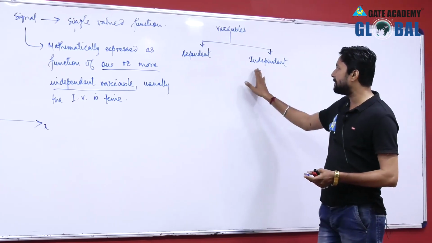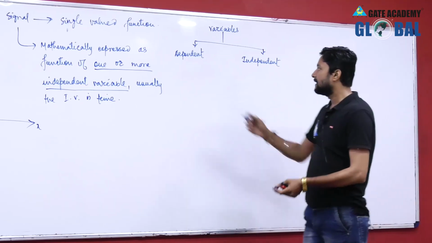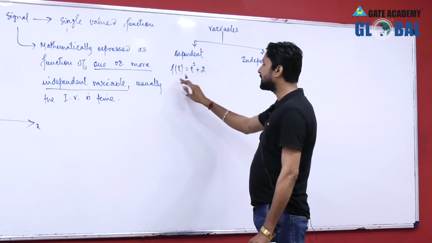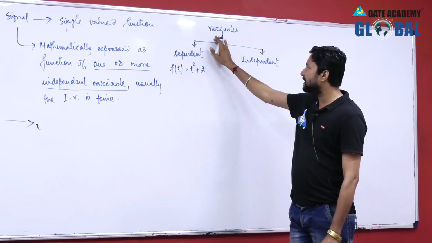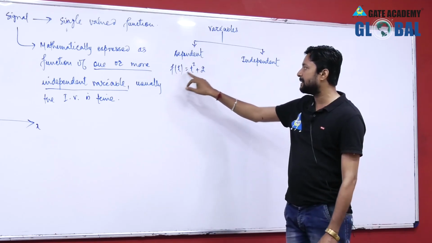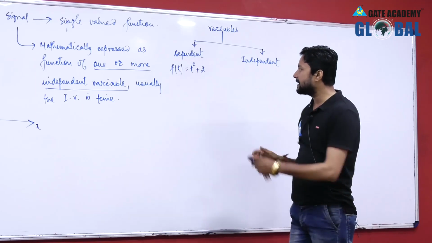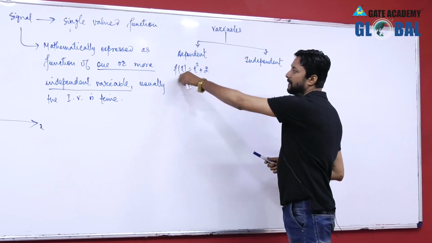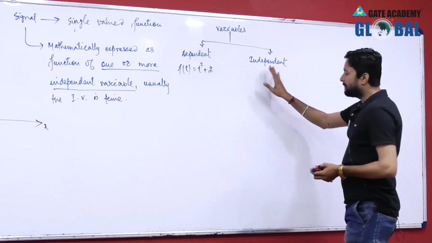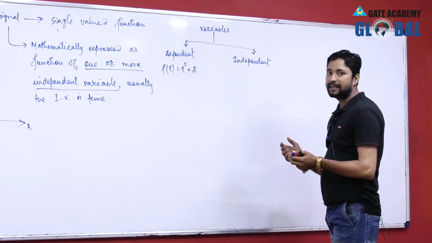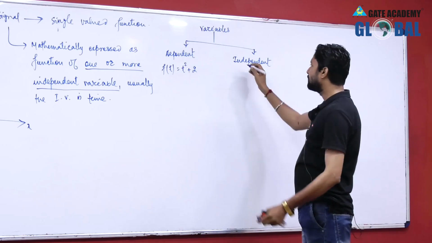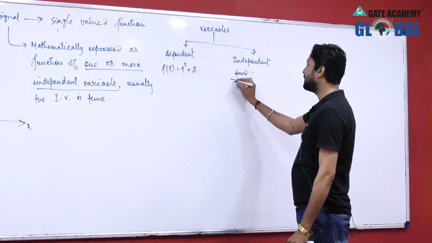So if we talk about independent and dependent variables, let us consider a function of time f of t that is t square plus 2. This function depends on time. So it is a variable, and which kind of variable? It is a dependent variable, as the value of f of t depends on the value of t. As you change t, the value of f of t will change. So f of t is a dependent variable. Now if we talk about time, time is varying every second, but the variation of time doesn't depend on anything else. So time is also a variable, but it is an independent variable.